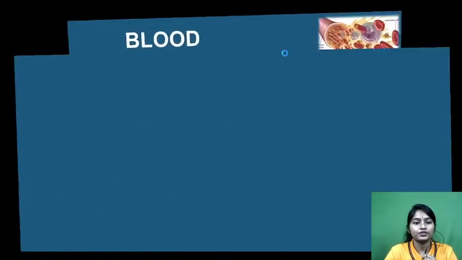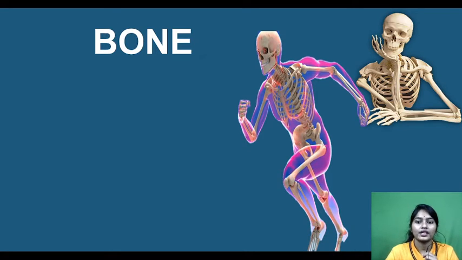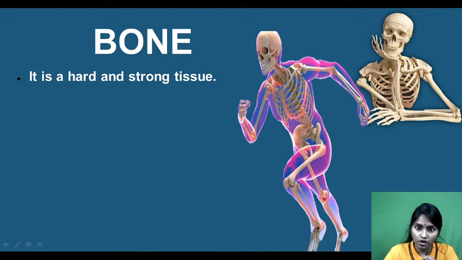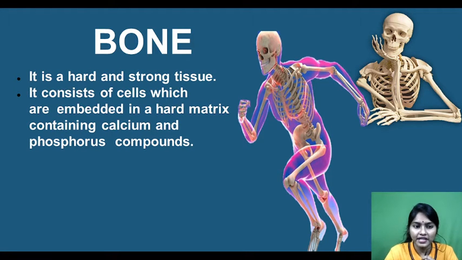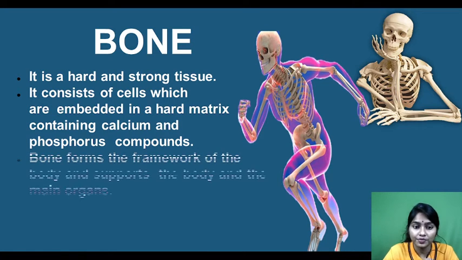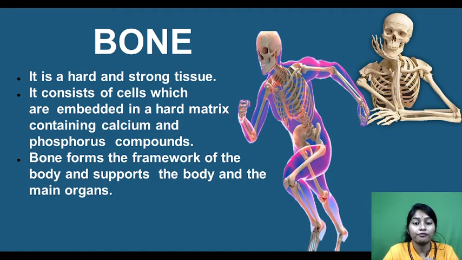Okay, now moving to the next, bone. It is the framework. It is a hard and strong tissue. It is very strong and it consists of cells which are embedded in a hard matrix. It means the cells are covered by a hard covering which is made up of calcium and phosphorus compounds, and bone forms the framework of the body and supports the body and the main organs. So see, the bone is the framework inside which it forms cavities in which all the organs are situated. It is the basic structure. It supports the whole body system.